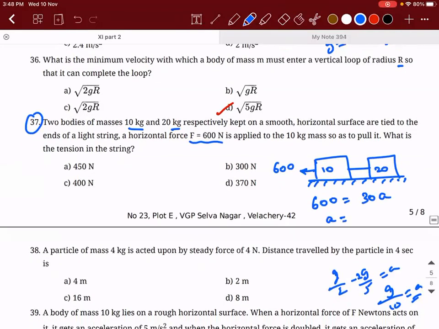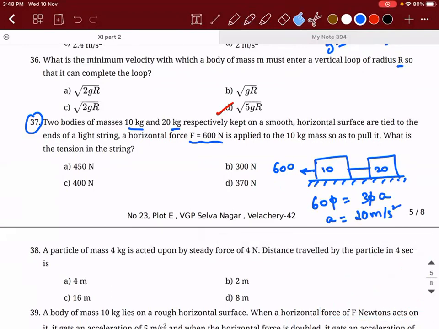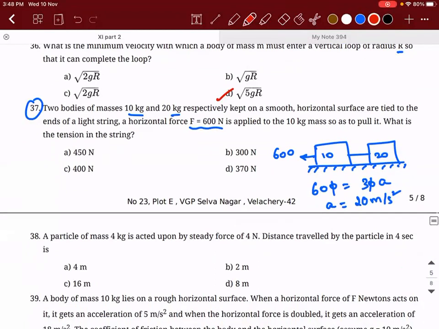So the acceleration of the system is how much? 20 meters per second square. Okay, the acceleration of the system is 20 meters per second square. Then the tension acting on the string will be like this. 600 minus T is equal to the force acting on this, that is 10 into acceleration. So 600 minus T is equal to 200. So T will be equal to 400. So the answer is 400 Newton.